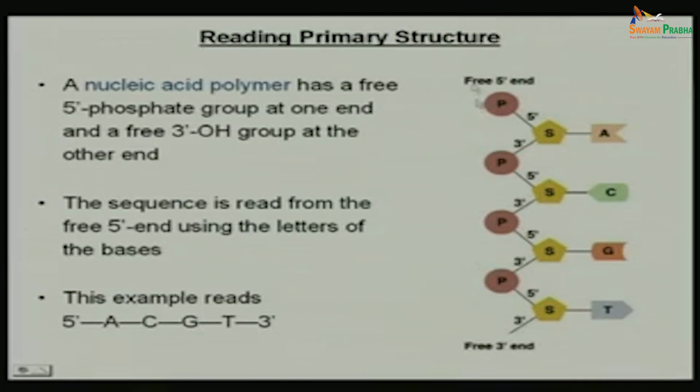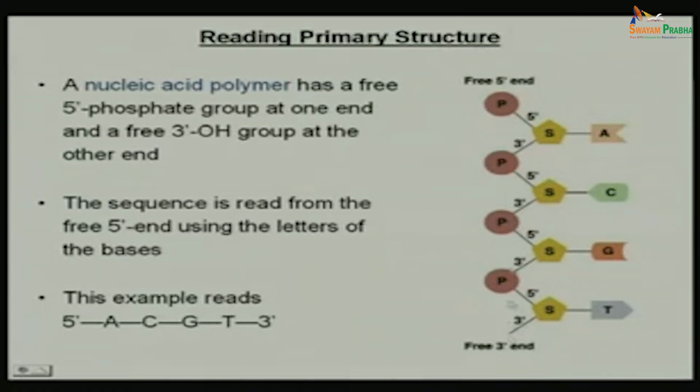5' A, C, G, T, 3'. That means if we want to write the structure of how these nitrogenous bases are attached, we have to write 5' A, C, G, T and then end with the 3'. So, this is an example of the primary structure of the nucleic acid.